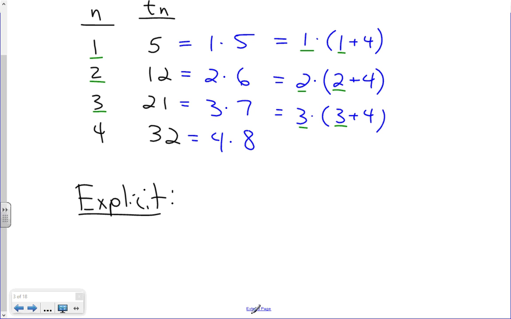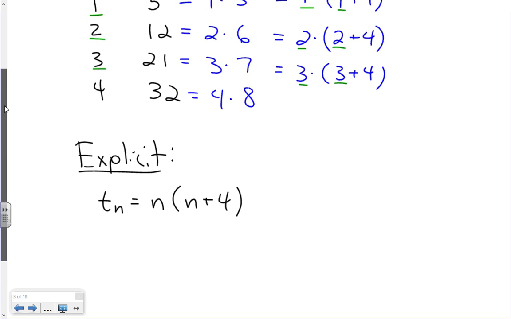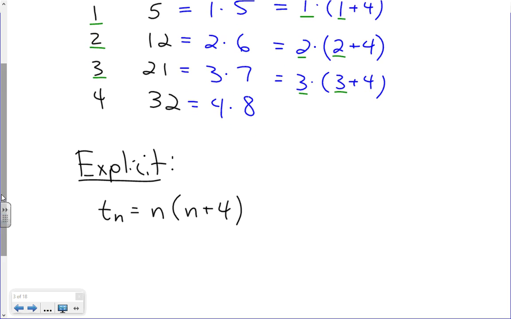You do need to come up with an explicit formula for the sequence of terms. So our explicit formula here looks like T sub n is equal to my term number, which is n, times my term number plus 4, it looks like, is our formula that we came up with over there. Again, if you find out you've got a common second difference, that tells you that you've got a quadratic equation. If you actually multiply this out, you'd end up with n squared plus 4n.